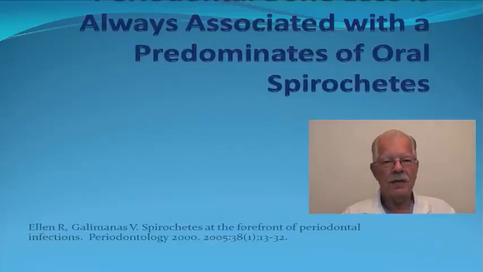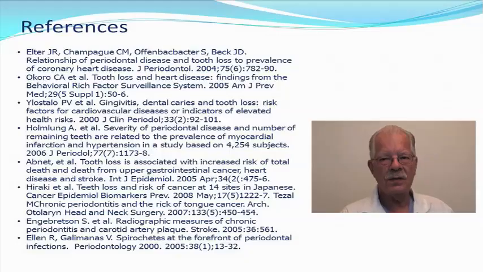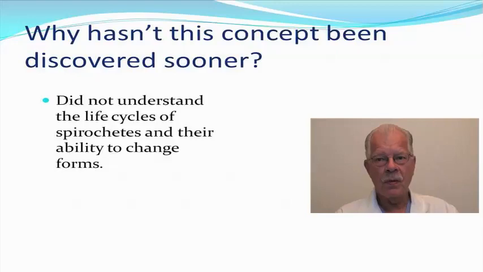According to Richard Ellen, who is probably the premier spirochete expert worldwide, especially oral spirochetes, periodontal bone loss is always associated with predominance of oral spirochetes. Here's a list of references that show the relationship between the bone loss finding and the various chronic inflammatory diseases. Well, it begs the question, we've known about spirochetes for 100 years. Why haven't we understood this sooner? Why hasn't this concept surfaced sooner than it has now?